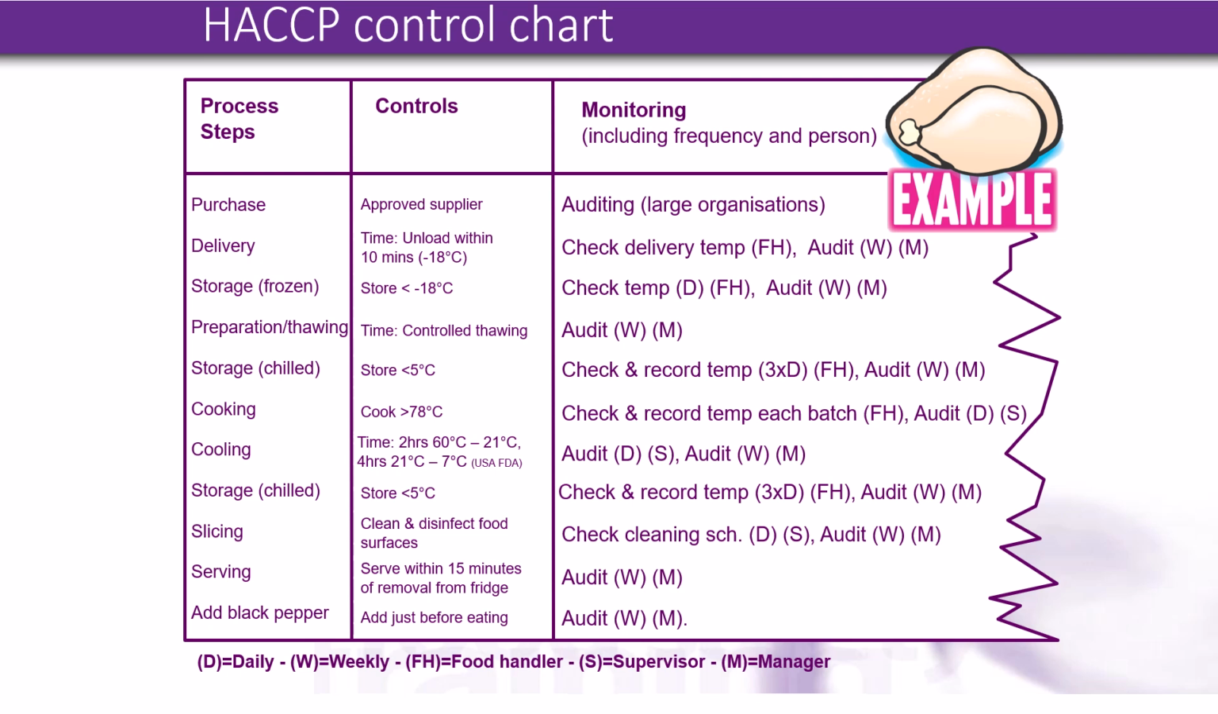So let's have a look at the legend. Perhaps I should have put that first to know what the D's and FH's stood for. So D is daily, W is weekly, FH is food handler, S is supervisor, and M is manager. So obviously, if we look at check delivery temperature, that should be done by a food handler. The audit should be done weekly, and that should be done by the manager. So it gives you examples of who should be doing them and how often.